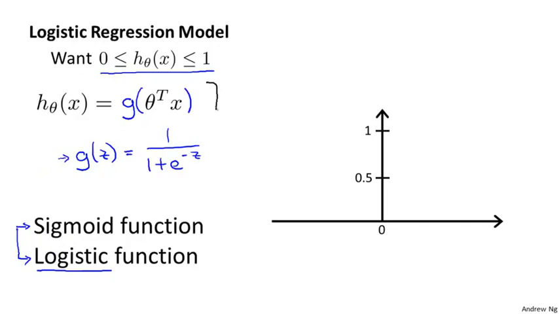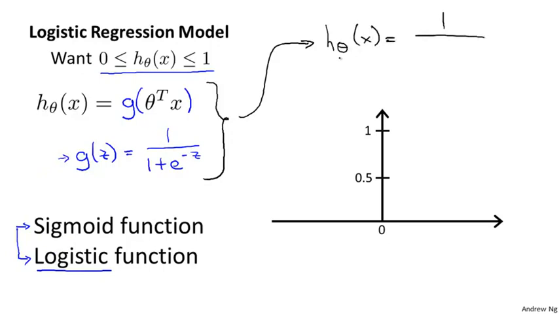And if we take these two equations and put them together, then here's just an alternative way of writing out the form of my hypothesis. I'm saying that h of x is 1 over 1 plus e to the negative theta transpose x. And all I've done is take this variable z, a real number, and plug in theta transpose x, so I end up with theta transpose x in place of z there.